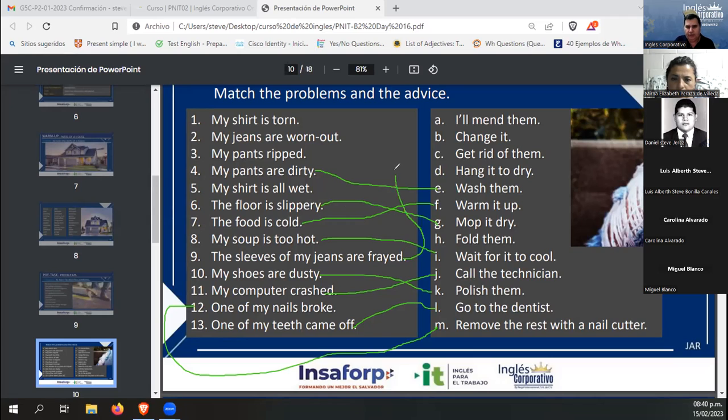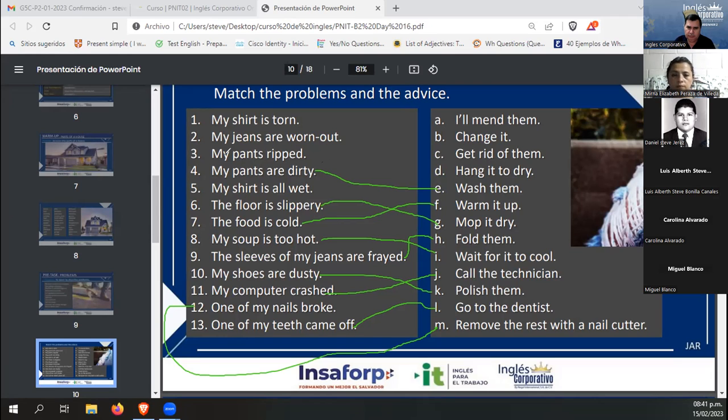Letter H. Yes. Folder. H. Como son las mangas que están desgastadas, hay que doblarlas. Folder. Aquí. Sí. Yes. Yo creo que no. Sí, allí. Yes. Folder. Okay.